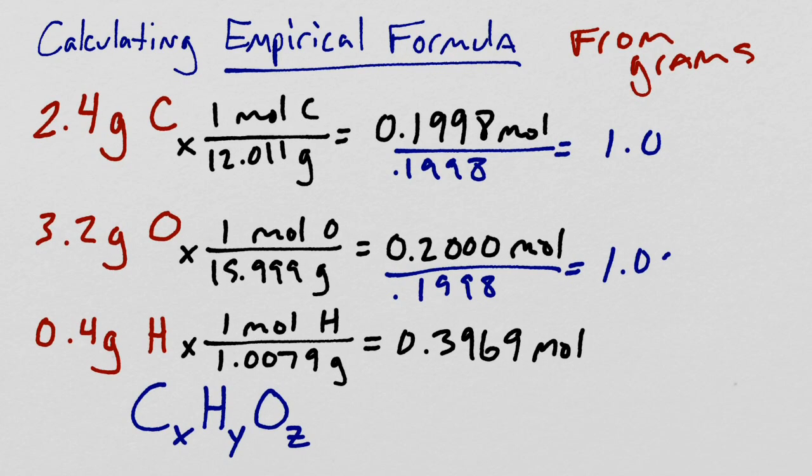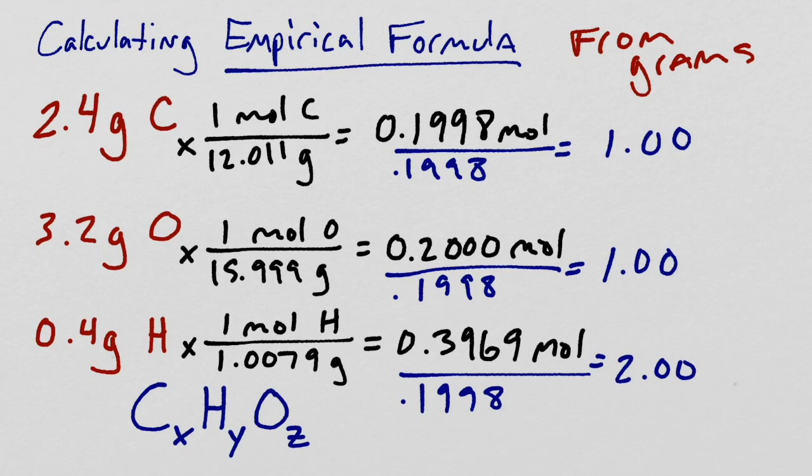The oxygen is going to be very close to 1.00. We got some ones here. And then the last one, the hydrogen, divided by 0.1998 is going to give us approximately 2. So this is our molar ratio. We want whole numbers here. We'll do an example of one that doesn't give us whole numbers later. This one gives us whole numbers.